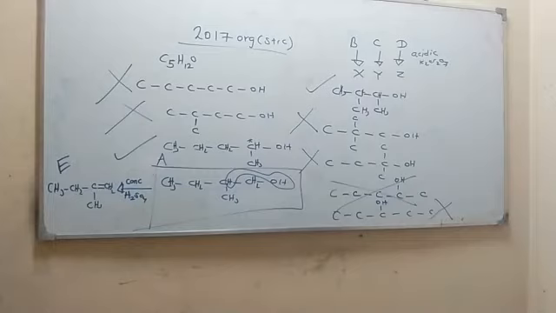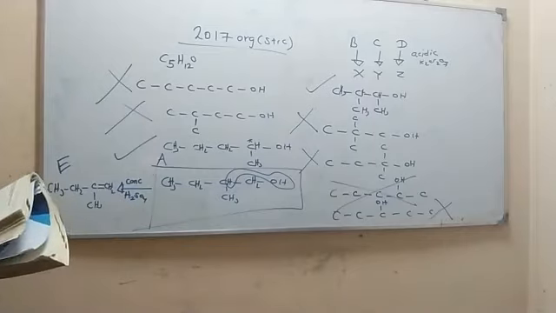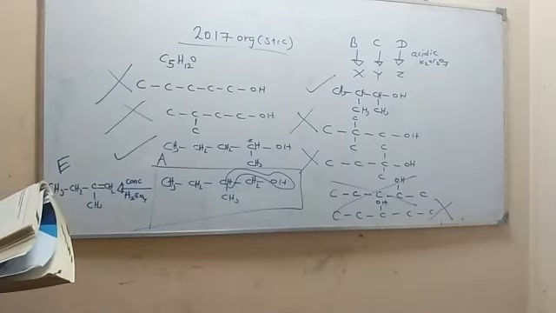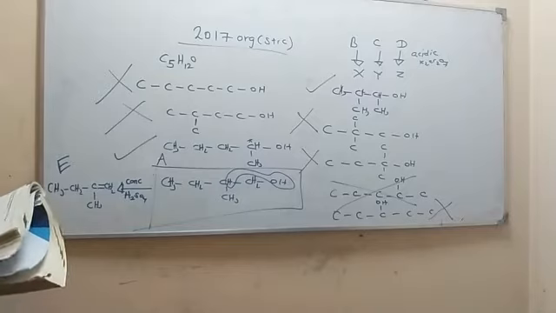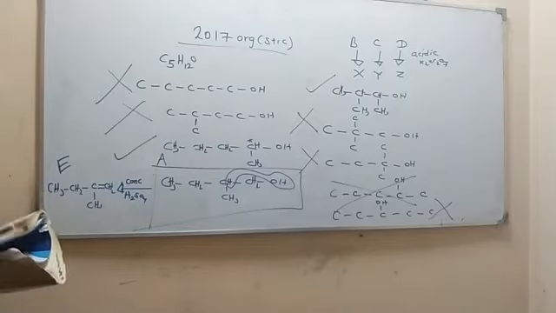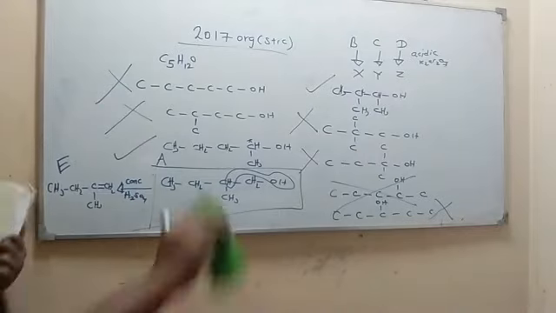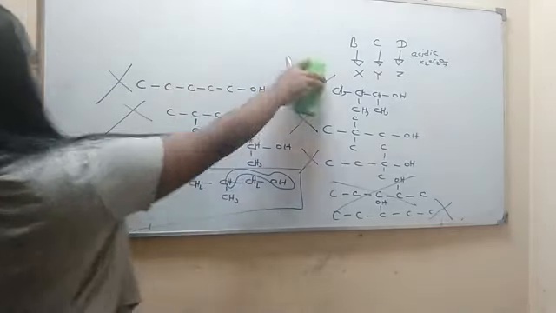Now I have to go backwards. Now you see, they are talking about G. While C and D gave the same product, G shows diastereomerism, and G's formula is given as C5H10. Okay. Now what I can do is I can draw G.